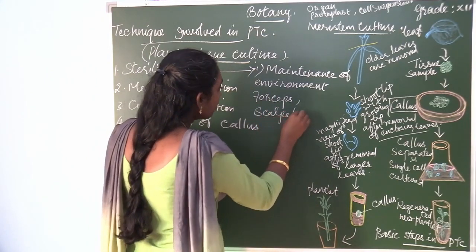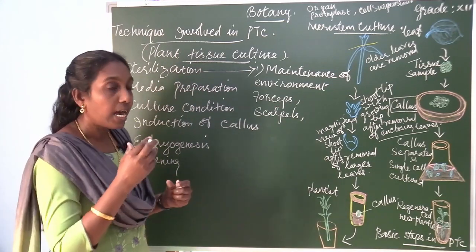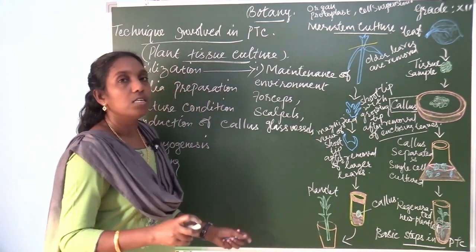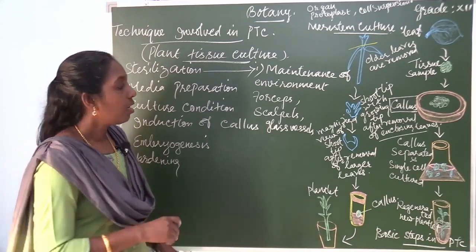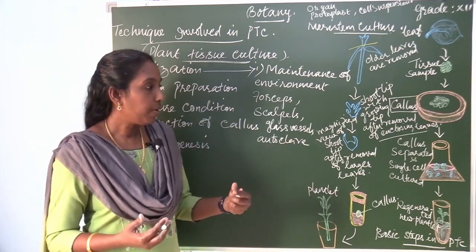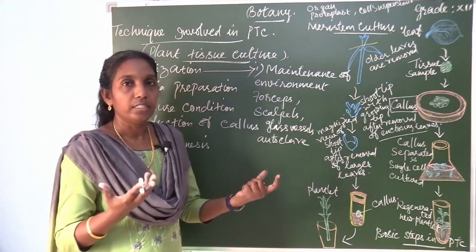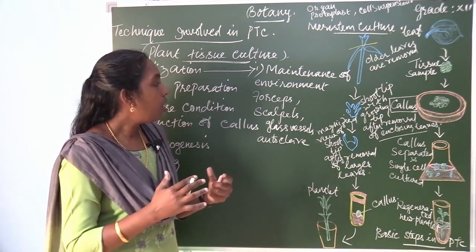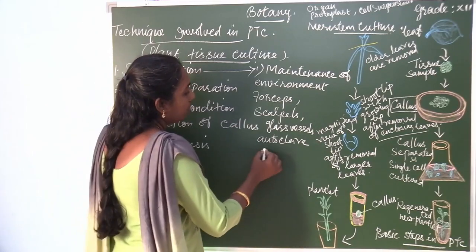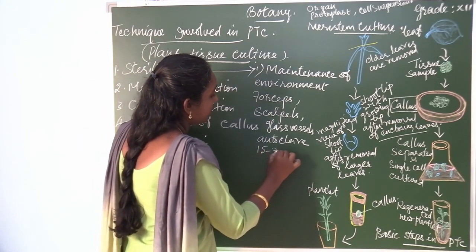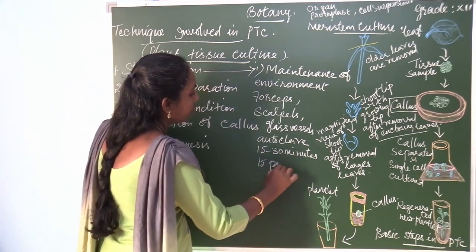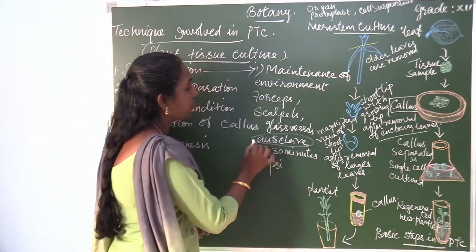Forceps, scalpels, and what are the other things? Glassware, glass vessels. These all must be sterilized using wet steam, in an autoclave. The glass vessels may be a test tube or conical flask or petri dish, anything. All the glassware must be sterilized with an autoclave, for 15 to 30 minutes at 15 psi. The autoclave gives wet steam.